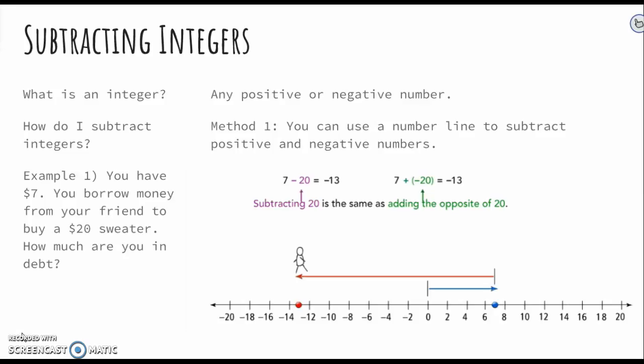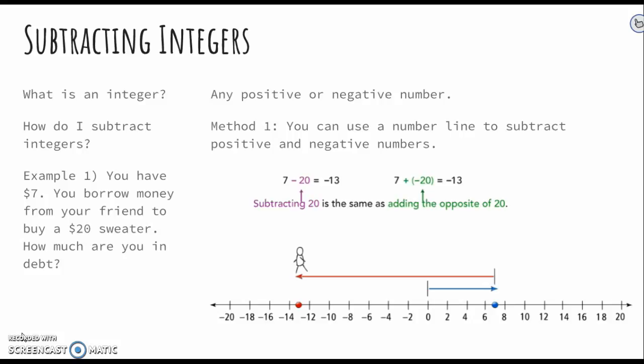Now let's talk about subtracting integers. Remember, an integer is any positive or negative whole number. How do I subtract integers? Just like with addition of integers, we can use a number line to subtract positive and negative numbers. For example, you have $7. You borrowed money from your friend to buy a $20 sweater. How much are you in debt?